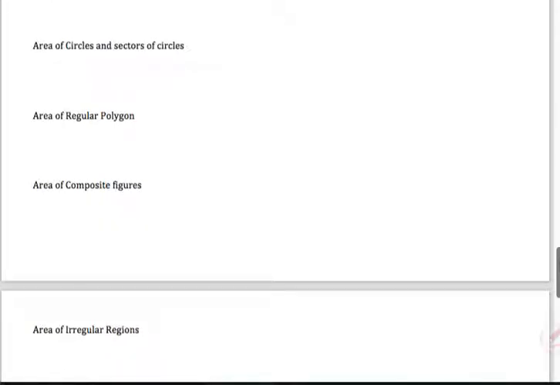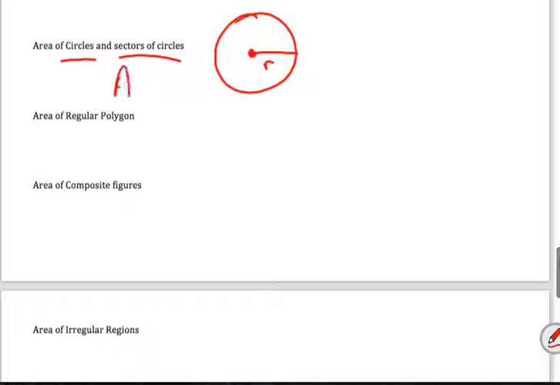tell. So up here we have areas of circles and sectors of circles. So what that means is we have a circle. This is our radius. Alright, and we would have the area of a circle to be equal to pi r squared, and r still stands for the radius.